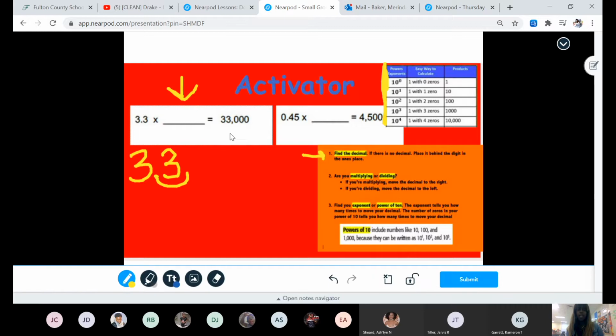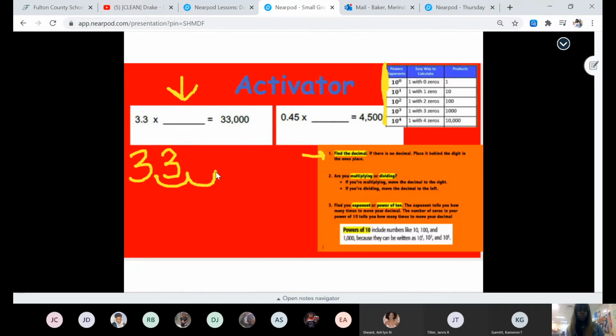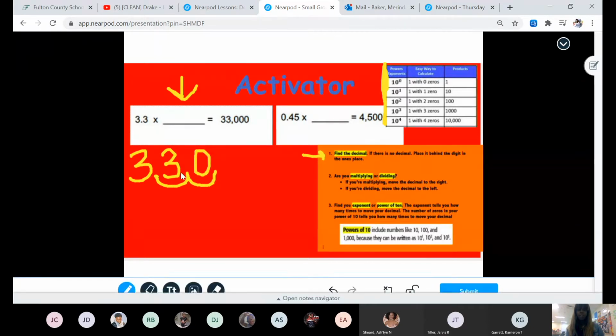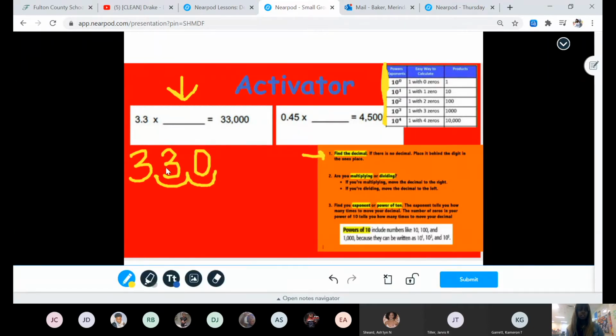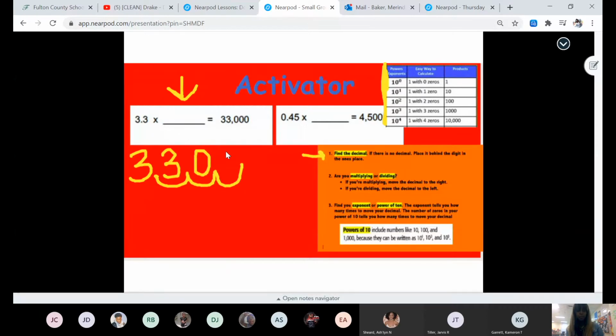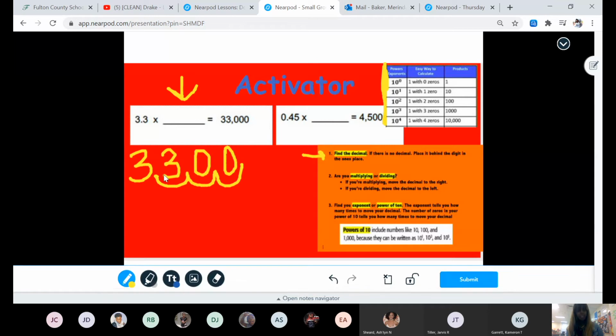All right. Well, that definitely didn't give me my answer. I'm going to move over 2 times. I know I need to fill this empty space with a 0. That did not give me my answer either, because that's only 330. I'm going to move over 3 times. Fill in my space with the 0. That didn't work either, because now that's only 3,300.